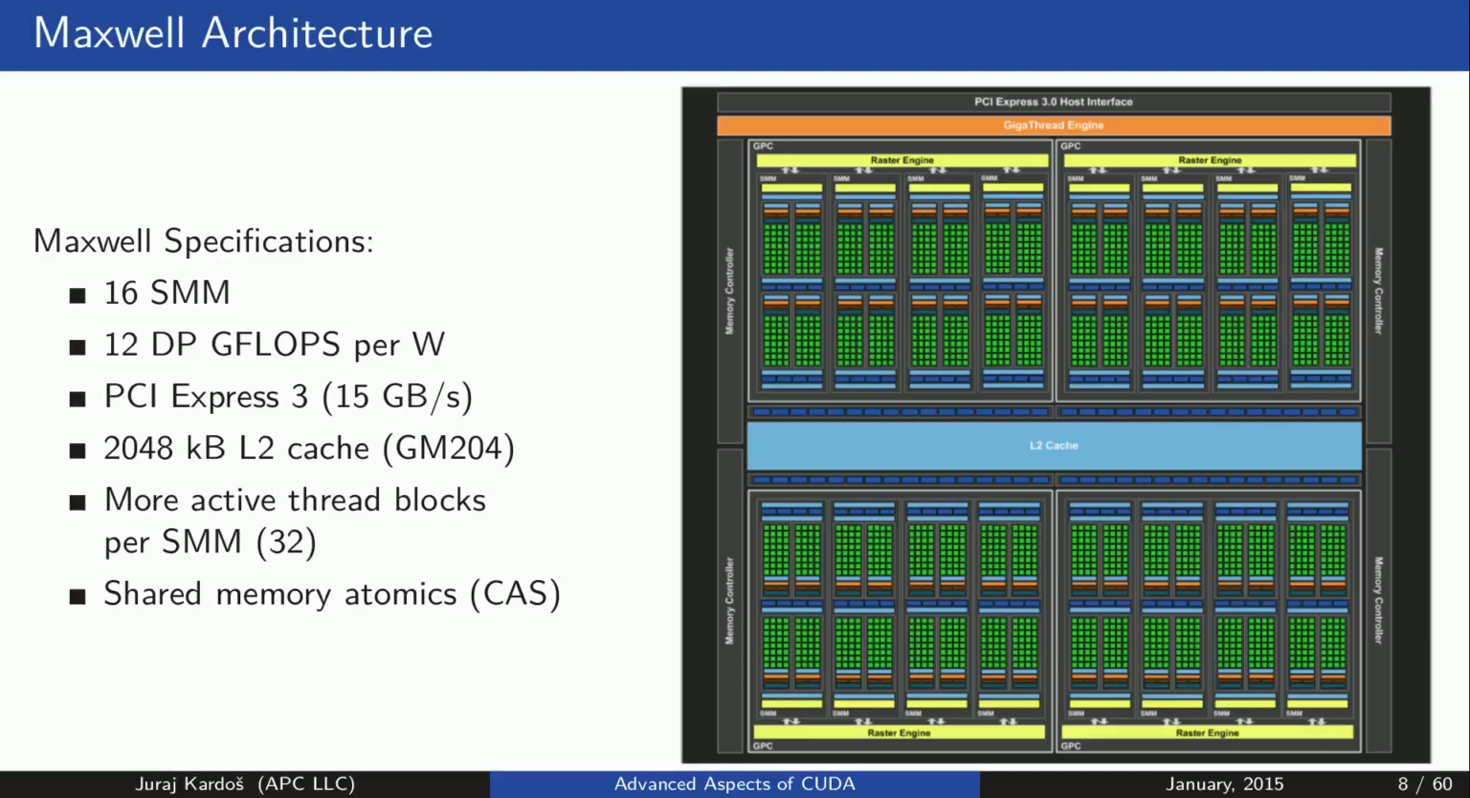Maxwell increases the maximum active thread blocks per streaming multiprocessor from 16 to 32. This should help improve occupancy of kernels running on small thread blocks, such as 64 threads per block.